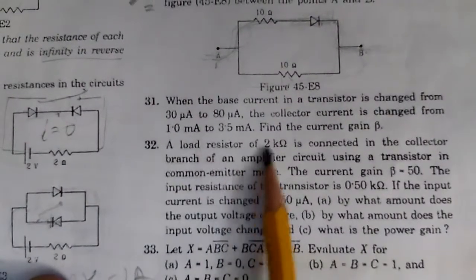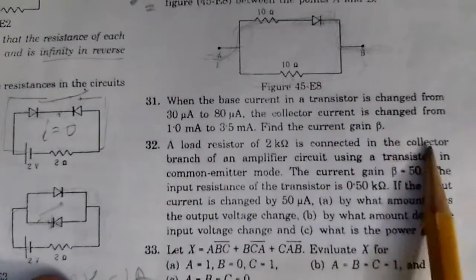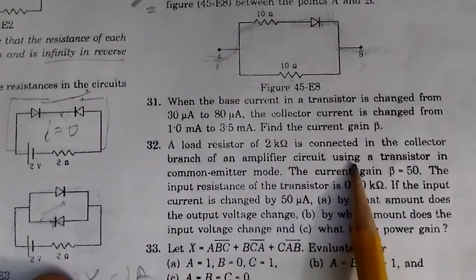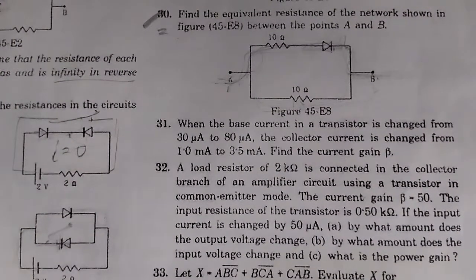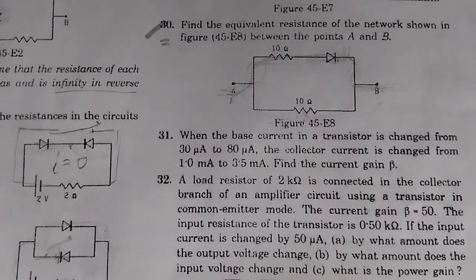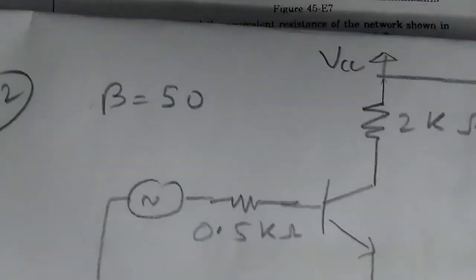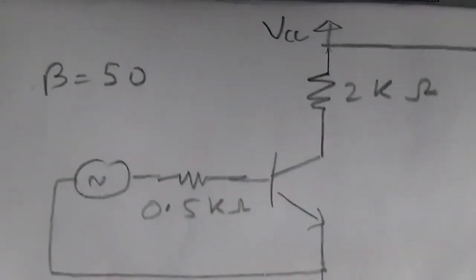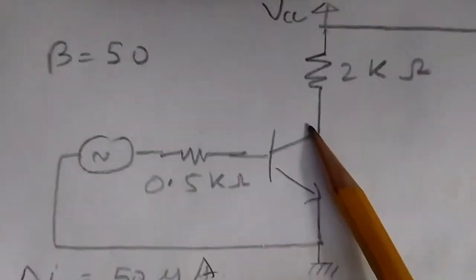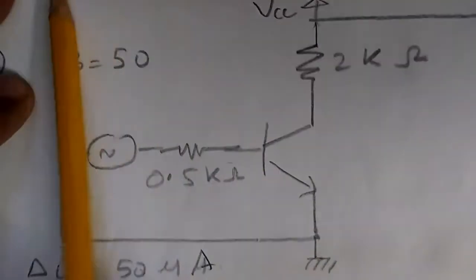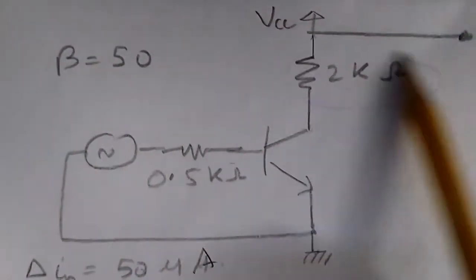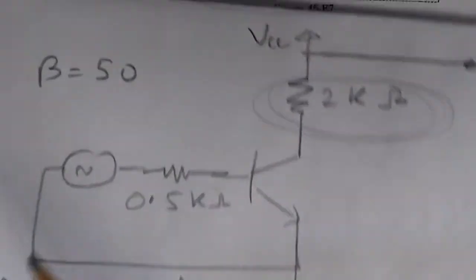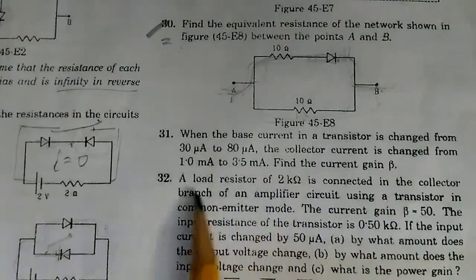The load resistor of 2 kilo ohm is connected to the collector branch of an amplifier circuit. I will keep showing whatever it says in a circuit diagram. So this is what it's saying. This is the transistor, and this is the collector, this is the emitter, this is the base. It says that the load resistor of the collector is a 2 kilo ohm resistor.